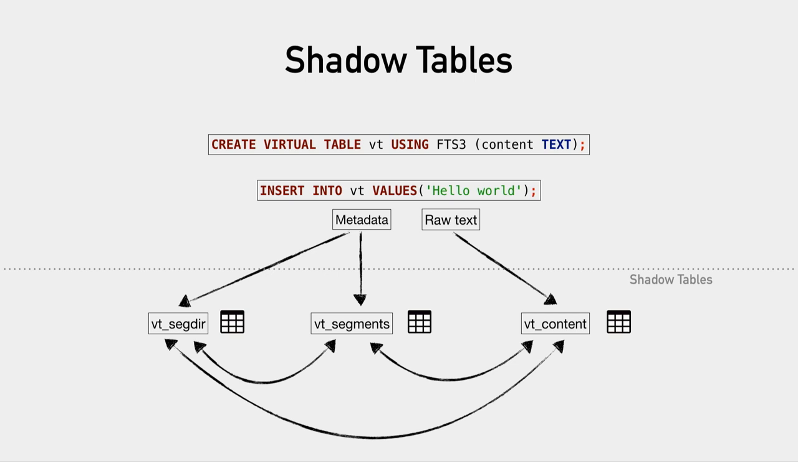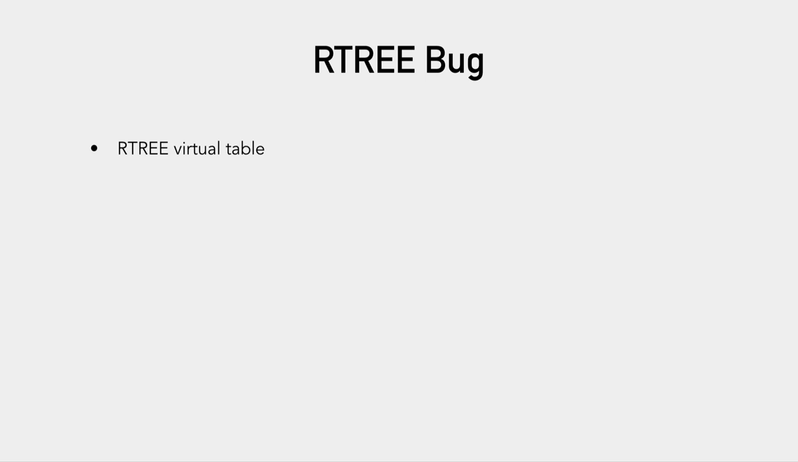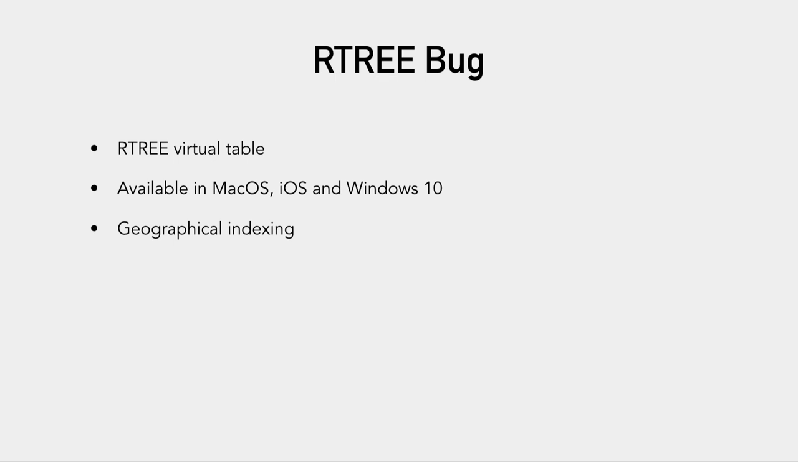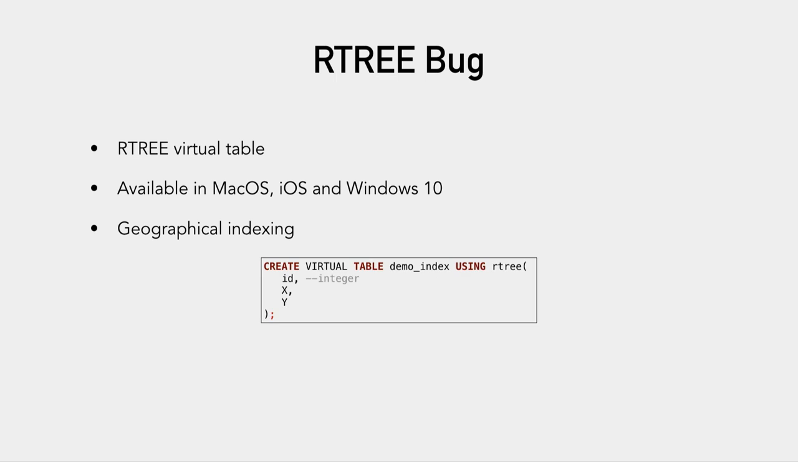R-tree virtual table. So again, R-tree is a virtual table module, and it is available in macOS and iOS, and now also built into Windows 10. It's used for some geographical indexing. I'm not entirely sure what that means, but the structure should be the following. A table should begin with an ID that is supposedly an integer, and then you have a bunch of coordinates, like X and Ys. So R-tree interfaces would obviously expect ID to be an integer.